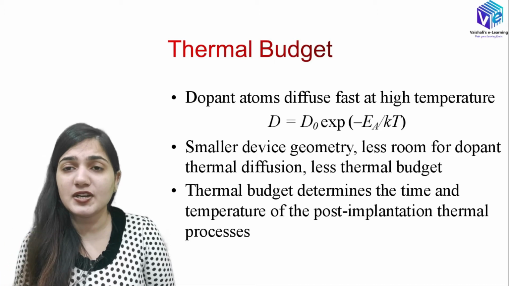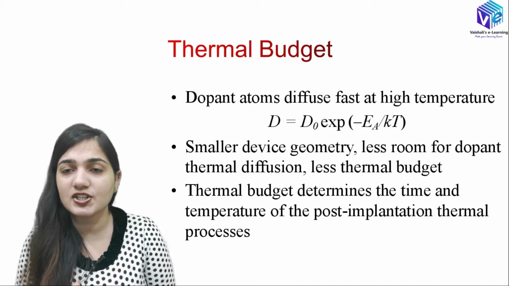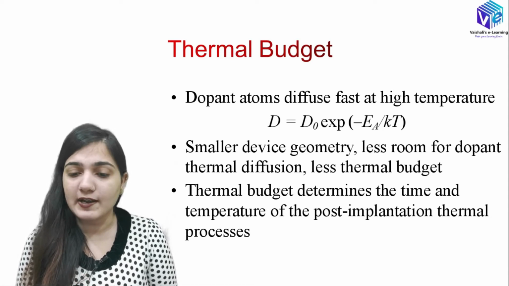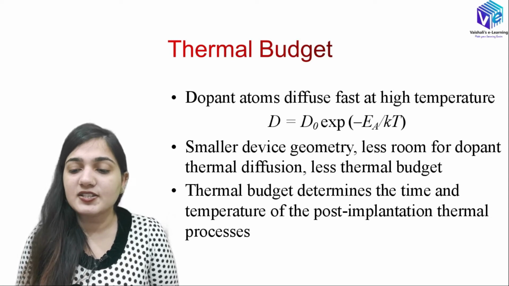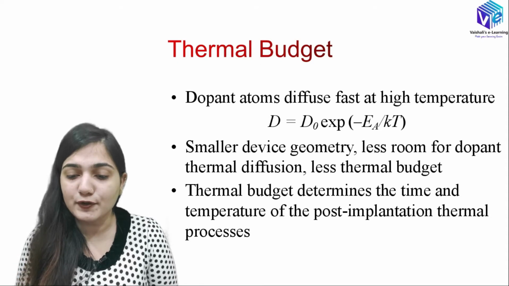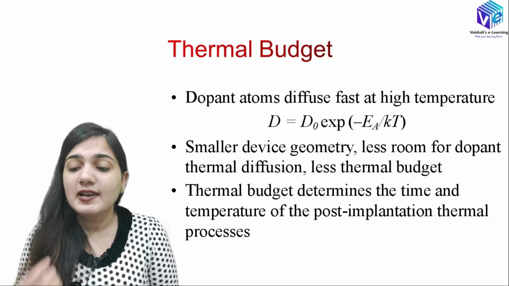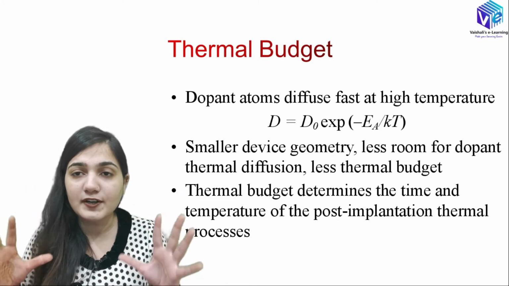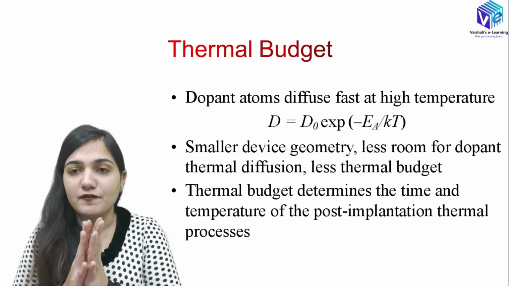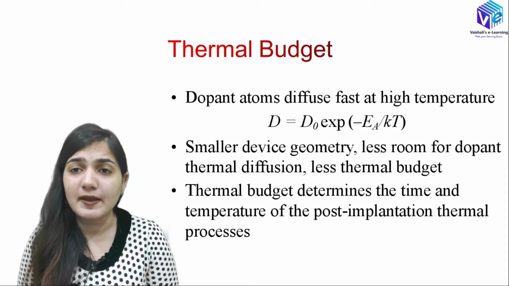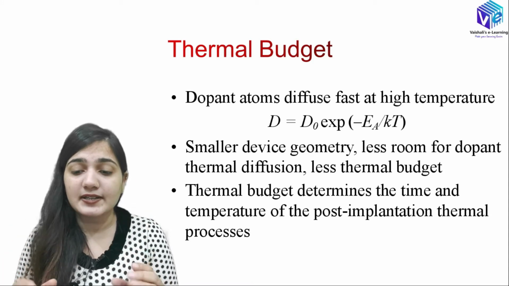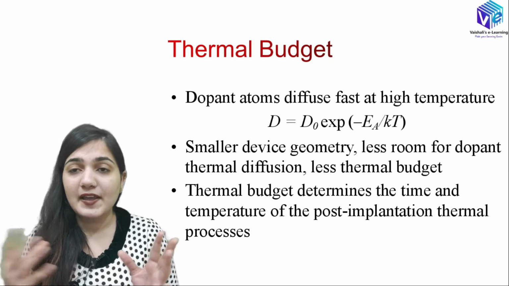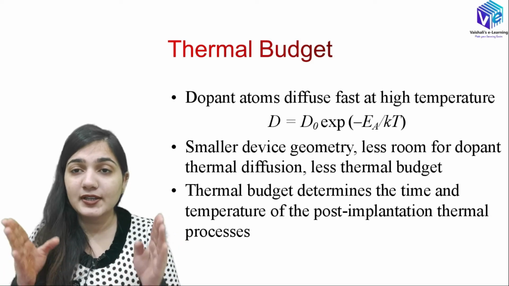At high temperature, there will be various degradation occurring in the IC as well, so that is not required. With smaller device geometry, there is less room for dopant thermal diffusion, and less thermal budget. I cannot control each one of them. Each one of them is a disadvantage. We have smaller device geometry, so I cannot actually control the geometry.